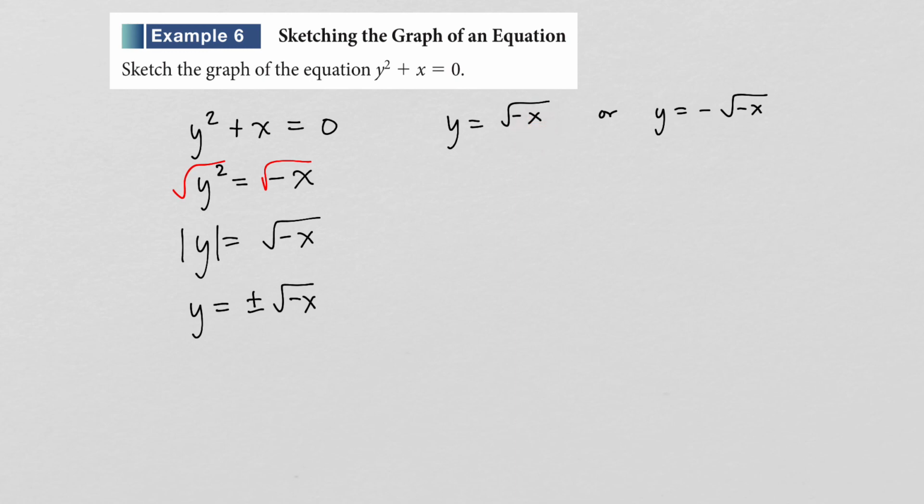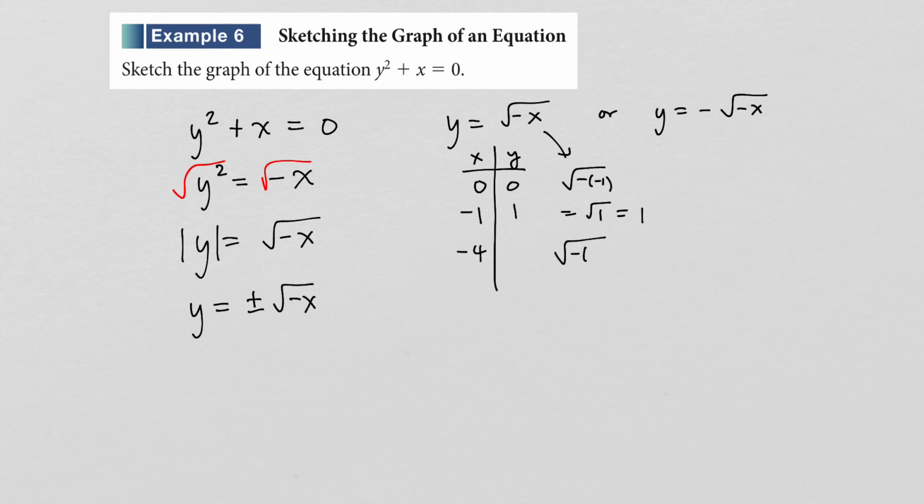So one way to get some points here would be just to plug in some negative values for x, or you could even plug in x equals 0, right? If you plug in 0, you get the square root of 0, which is 0. And then I can plug in x equals -1, because what happens is I get the square root of 1, which is 1. And then I could plug in -4 would be a good number to plug in. That's going to give us the square root of 4, which is 2. Okay?